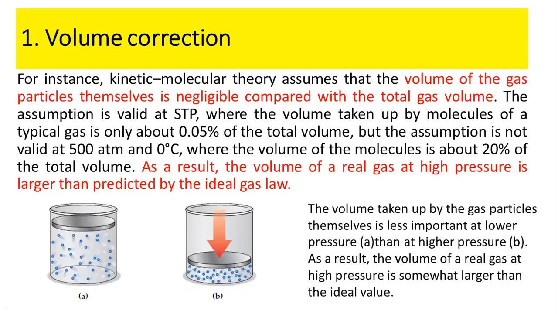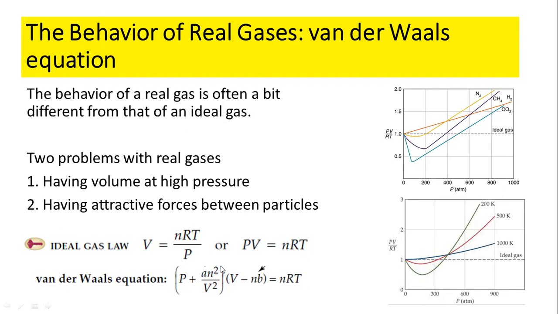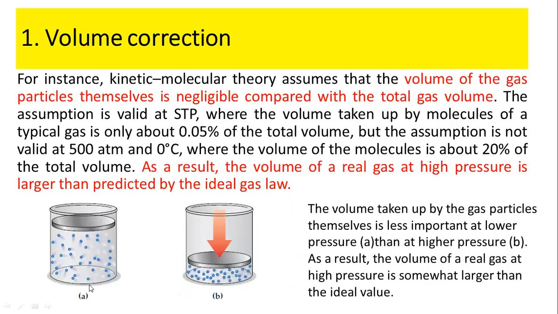So first, you have to correct the pressure and you have to correct the volume. When you correct the pressure and the volume for the real gases, you can get the final equation, which is called the van der Waals equation. First, I'm going to discuss the volume correction: why do real gases have volume, and what is the reason? How can you correct that volume by using certain parameters?